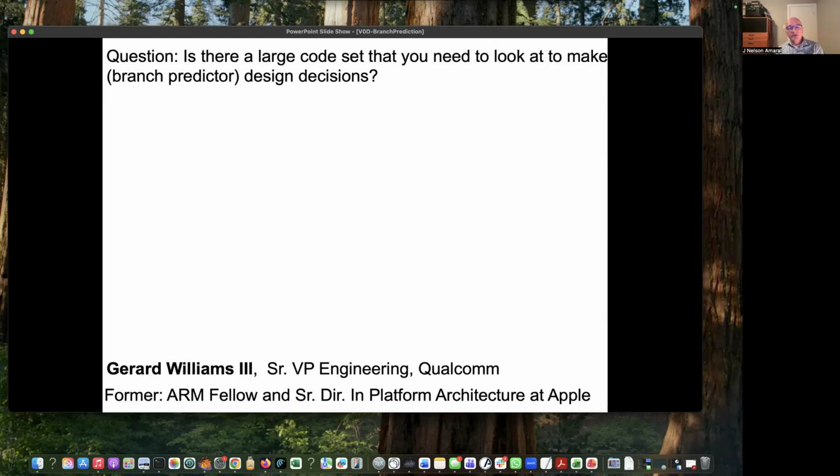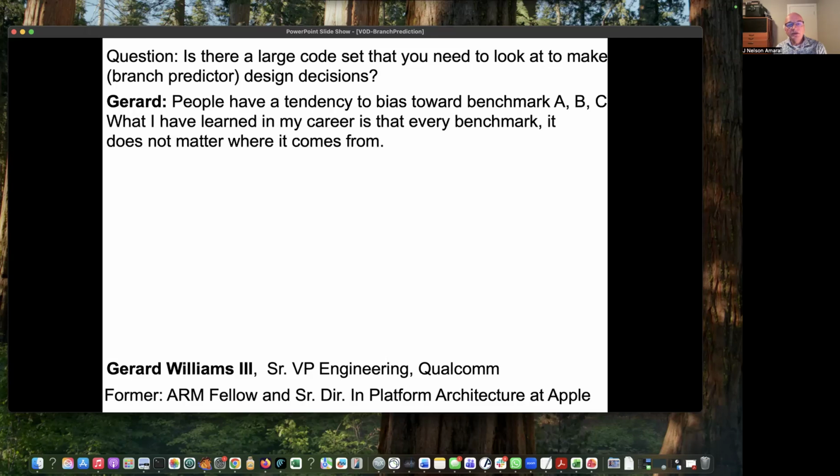So one of the questions that was asked to Gerard Williams was, is there a large code set that you need to look at to make branch predictor design decisions? So the idea is when I design a branch predictor, I am running many different programs through a simulator and trying to observe the behavior of those programs to try to understand what decisions I should make in my branch predictor.